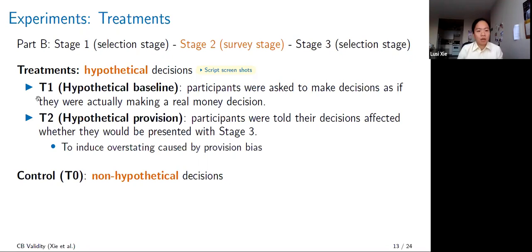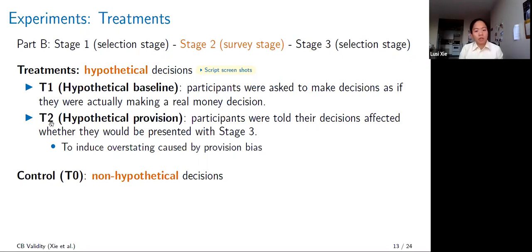Participants in treatment 1, hypothetical baseline, were asked to make decisions as if they were actually making a real money decision. The language here is subjunctive language, and that is adapted from the SP surveys. From here, you see we didn't use any directional framing, and we didn't intend to induce overstating or understating.